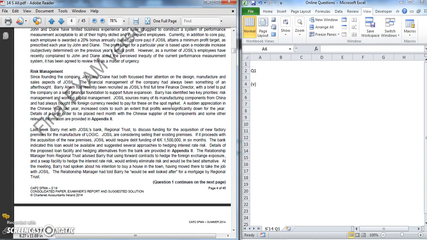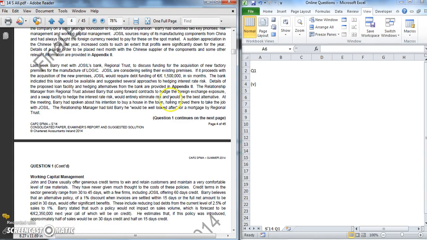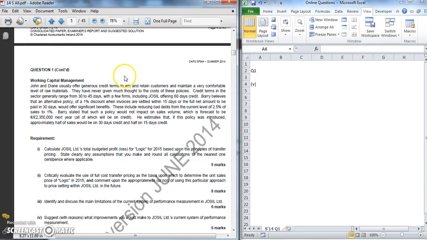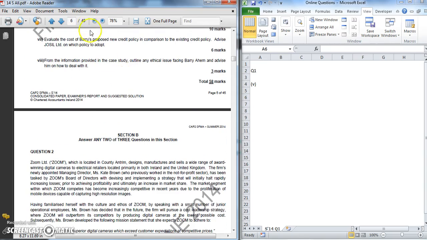So again, thinking about what's the risk there. If the Chinese yuan increases, that means in euro terms, which Jostle operates in, the inputs are going to cost a lot more. So that's the fear there. So we'll go to Appendix 2, and we'll figure out what the information provided was.